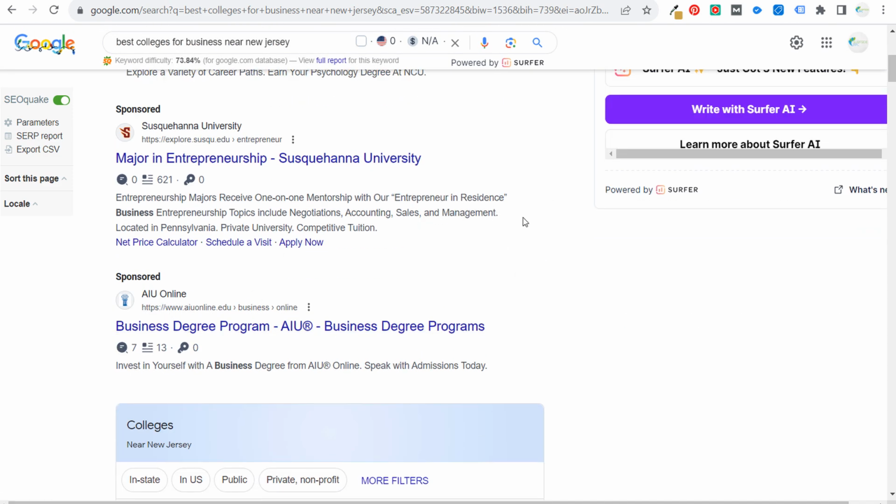So both of these I think are kind of nationwide colleges, but Susquehanna here, major in entrepreneurship, good advertisement. Business entrepreneurship topics include these different things, and they have located in Pennsylvania, so close to New Jersey. This fits exactly what you would be looking for.